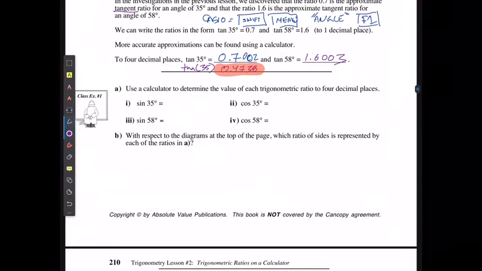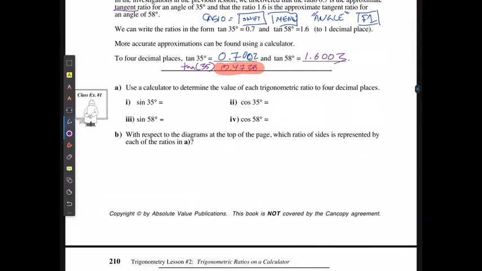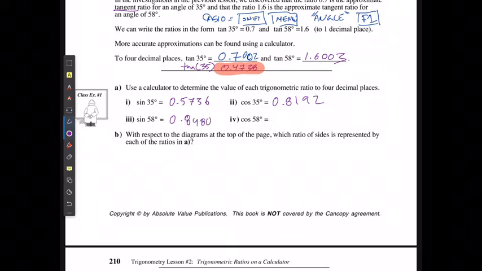So I'm going to use a calculator to try out all these ones. If I put sine of 35 into my calculator, I get 0.5736. If I put in cos of 35, I get 0.8192. Sine of 58 is 0.8480. And cos of 58 is 0.5299.